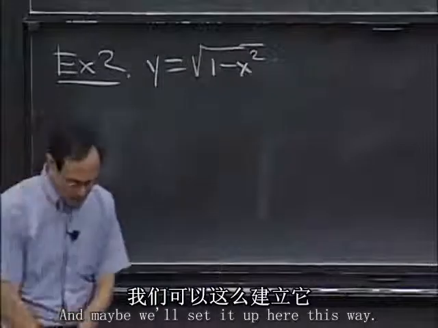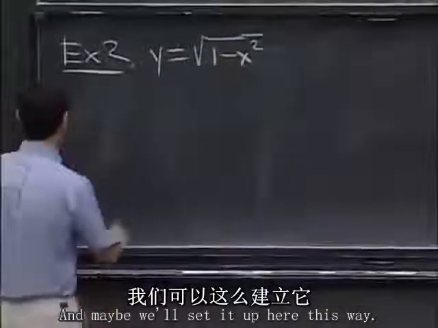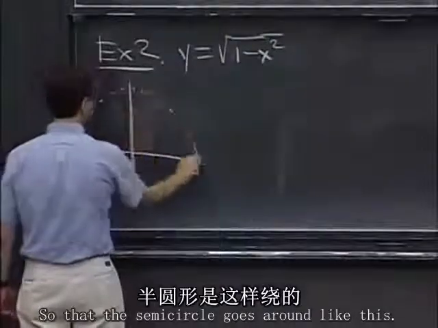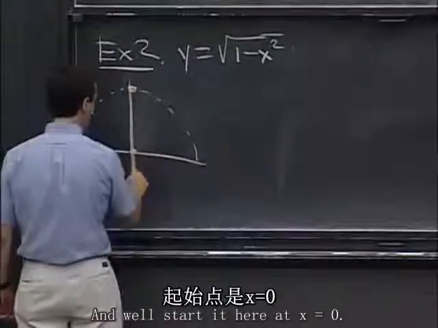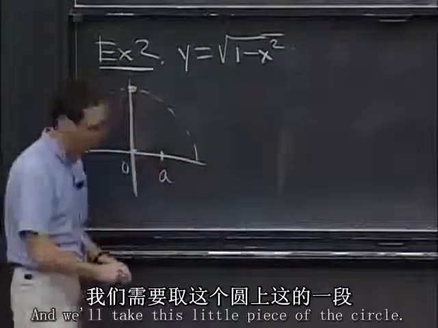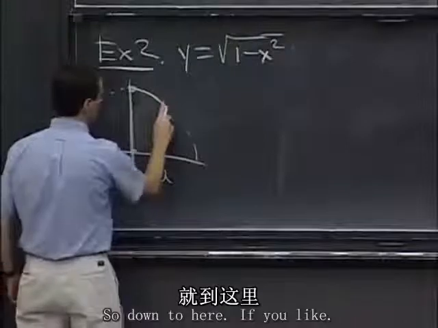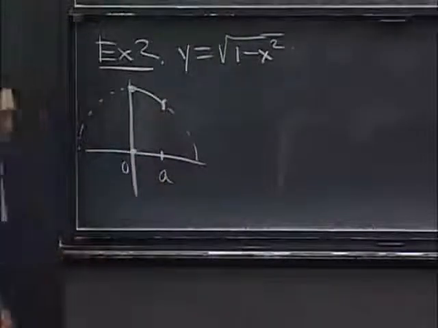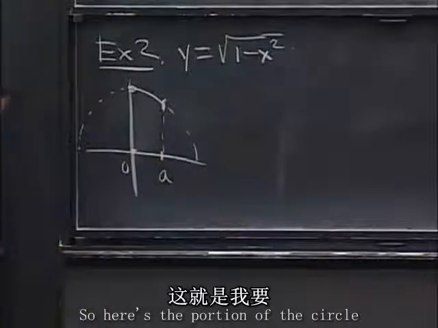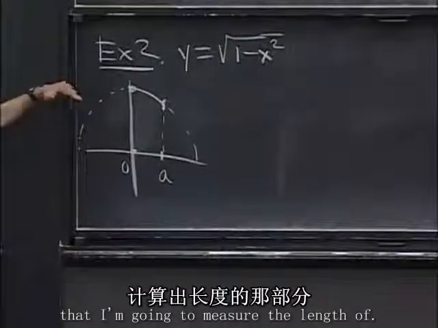And maybe we'll set it up here this way. So the semicircle goes around like this. And we'll start it here at x equals 0, and we'll go over to a. And we'll take this little piece of the circle, so down to here, if you like. All right, so here's the portion of the circle that I'm going to measure the length of.